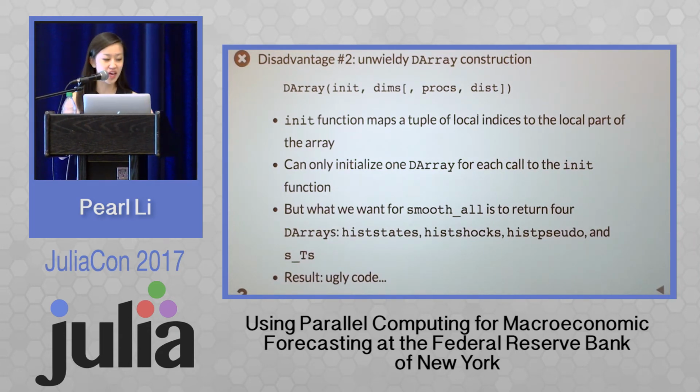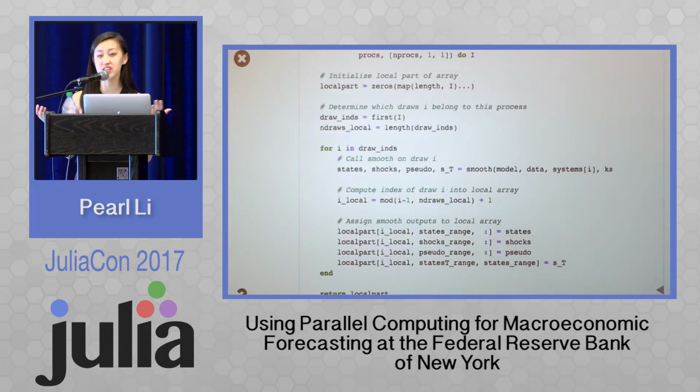And so what this ends up looking like is just very ugly code. In fact, it's so ugly that it doesn't fit on one slide, so it'll be on 2 slides. The important thing to get out of this is that since we can only return one distributed array from this call to this init function, what we ended up doing at the Fed was we decided let's just pack all of these different outputs into one distributed array, call the init function, and then unpack them later. So this is basically what we're doing.